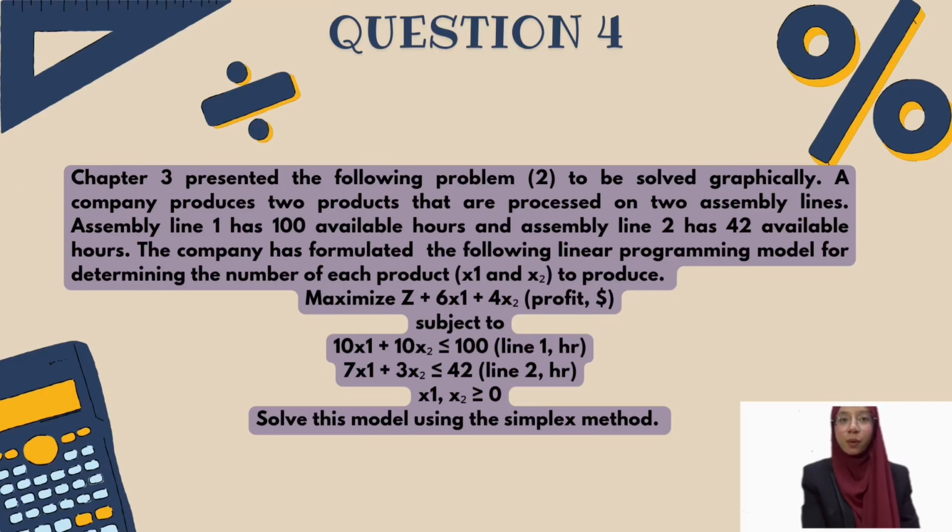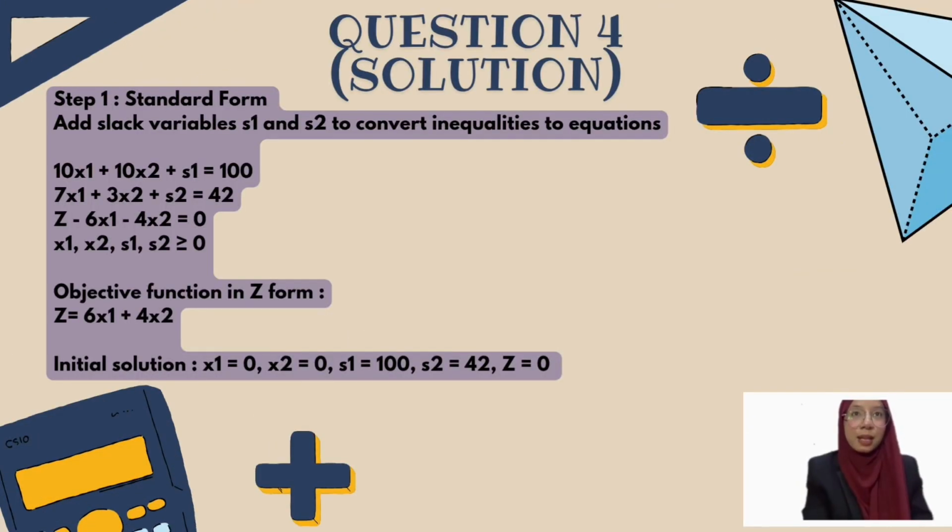We also use QM for Windows software to verify the solution. The result from the software is consistent with the simplex method. Now, for step 1, we convert the constraints into standard form. We do this by adding slack variables, which are S1 and S2, to change the inequalities into equations. So the equation becomes 10x1 plus 10x2 plus S1 equals 100, 7x1 plus 3x2 plus S2 equals 42.